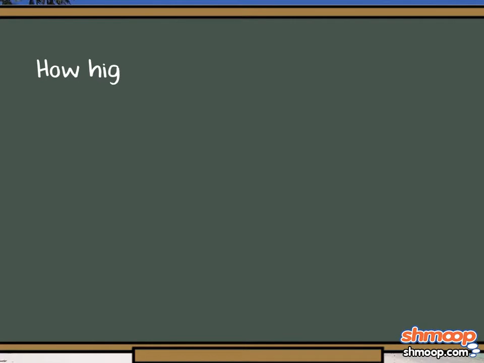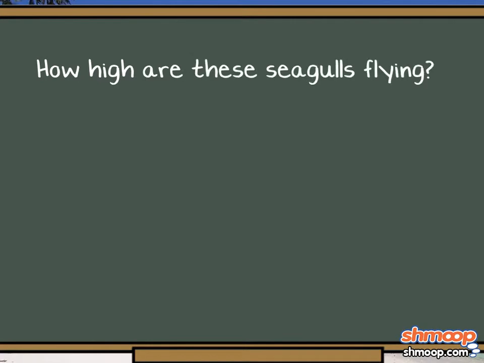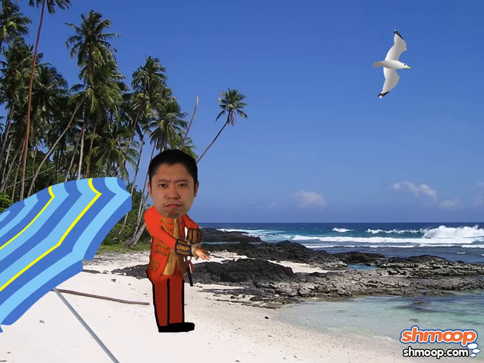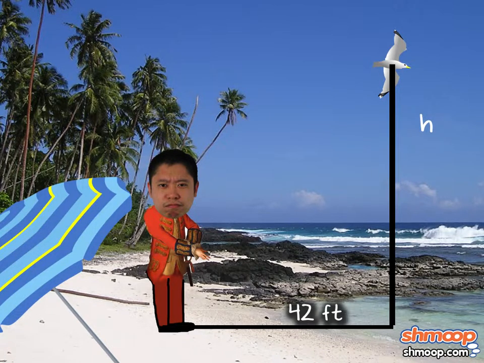He figures that as long as he can calculate how high the seagulls are flying, he can get out of the way in time. How high are these seagulls flying? We can define the height of the seagulls with variable h. We also know that James is sunbathing exactly 42 feet away from the shoreline.